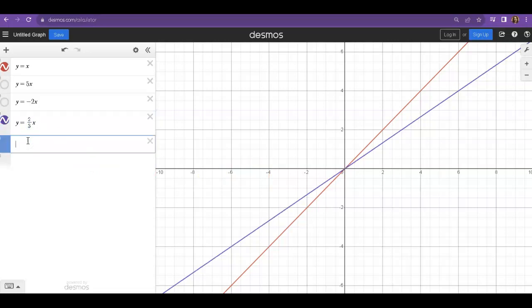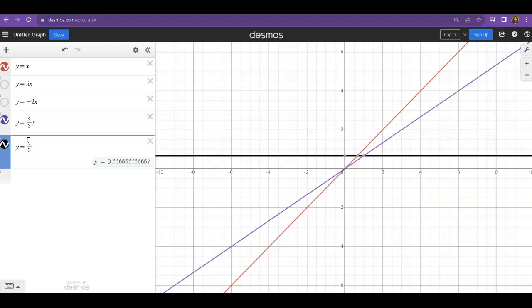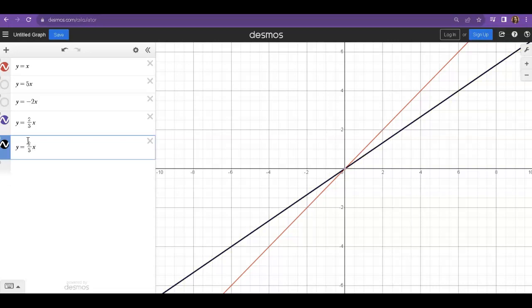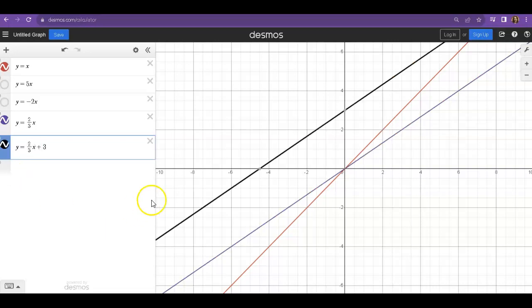Then I might lead them, depending on their readiness, to add a constant to the end of this equation and toggle off the original and compare these two lines. We determine they are parallel, and we look at their equations and see that the numbers in front of the x are equal. So parallel lines have equal slope.